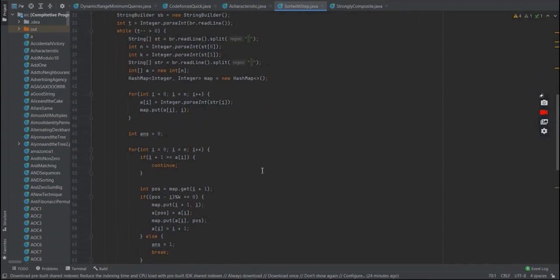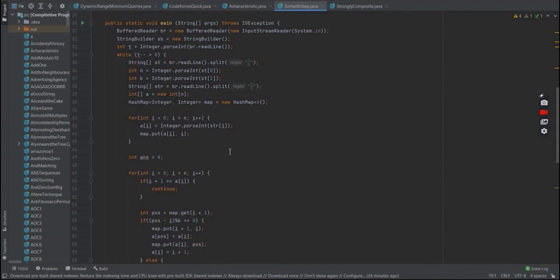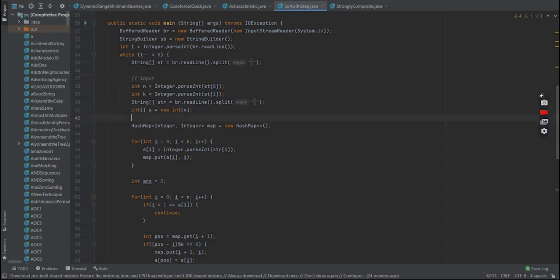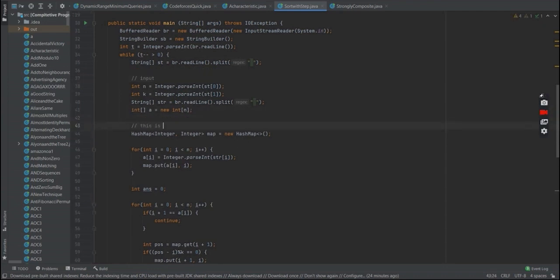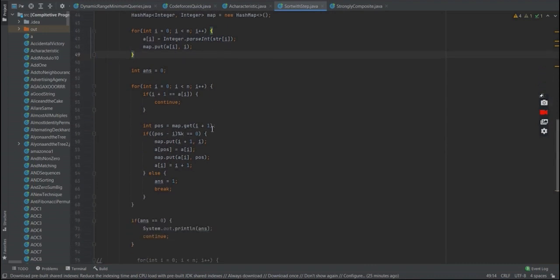I think I complicated the implementation. You can solve it using something easier, but yeah. So basically this is the input and k, and this is the index map of each number in the array. And this is where I'm inputting the array and storing the indices.